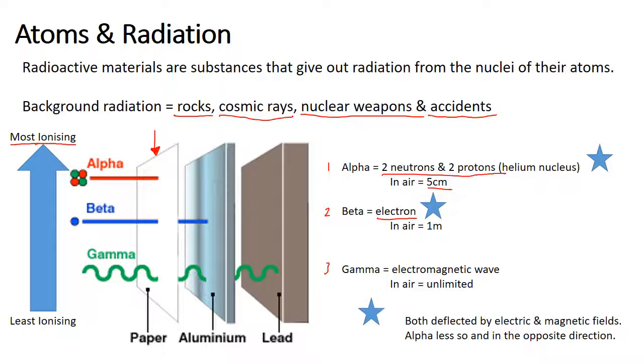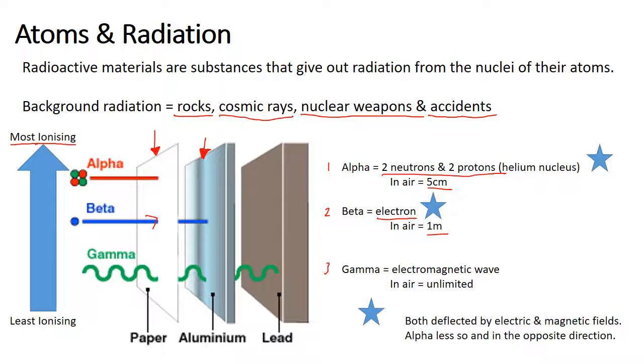Now, beta is made up of a single electron, and in air it can travel a bit further because it's a bit smaller than alpha, so it can travel up to 1 metre in distance. It can also travel right the way through paper, but aluminium stops it, so a thin sheet of aluminium stops beta radiation. Beta is a little less ionising than alpha, but it's still more ionising than gamma.